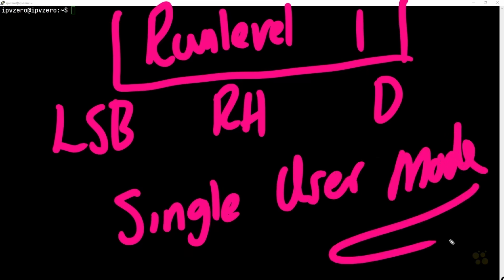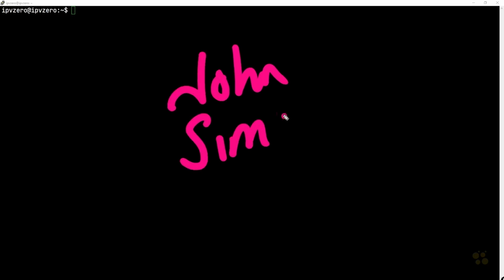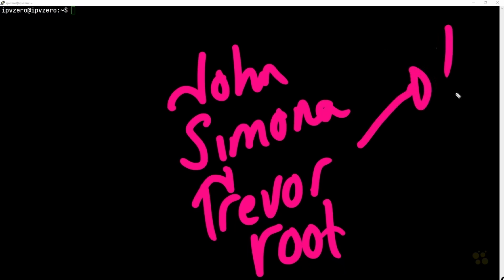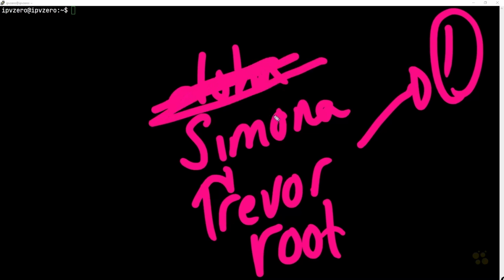We know that we can have the concept of multiple users on our system. Let's maybe say we had the user John, and we had the user Simona, and the user Trevor, as well as the administrator called root. If we happen to specify that our system uses run level 1, we know this is going to be single user mode. That means if John tried to log into the system, he would not be able to.